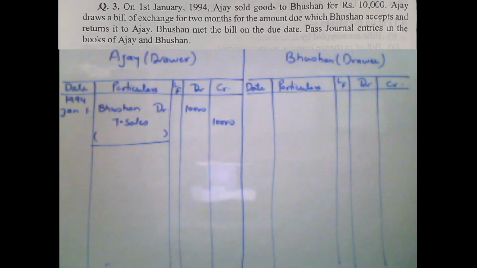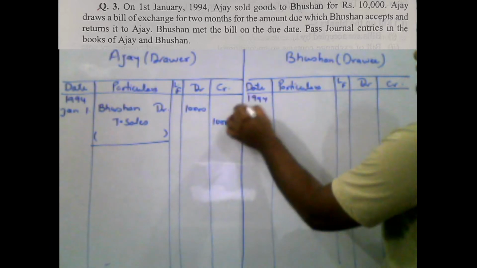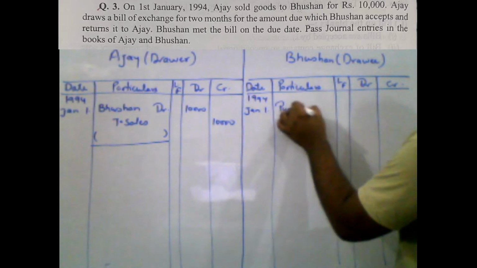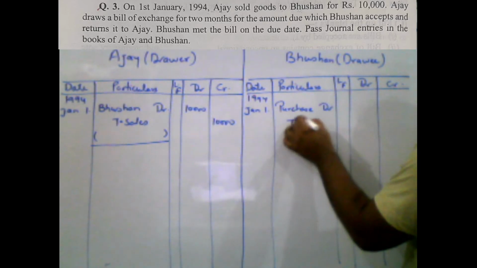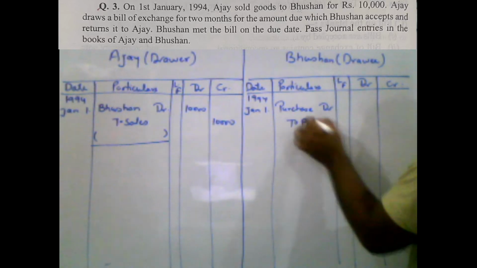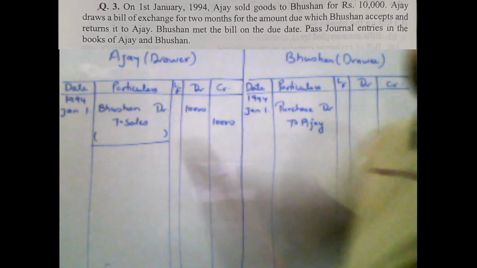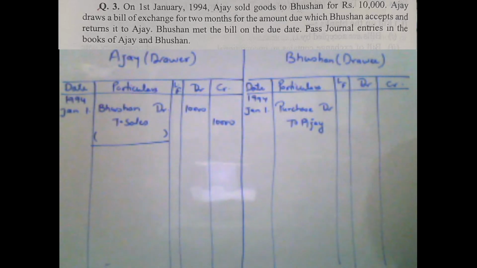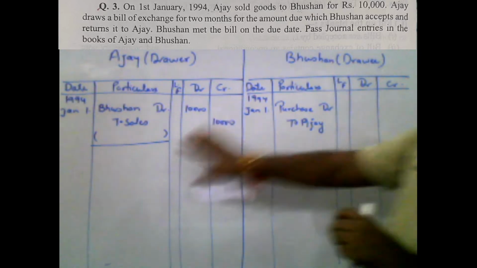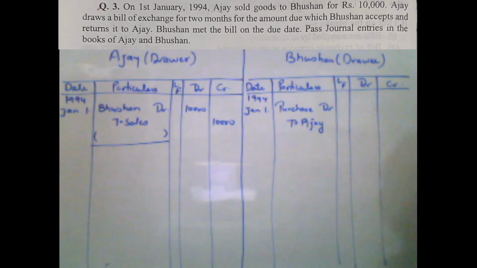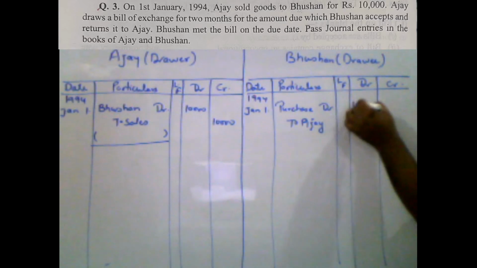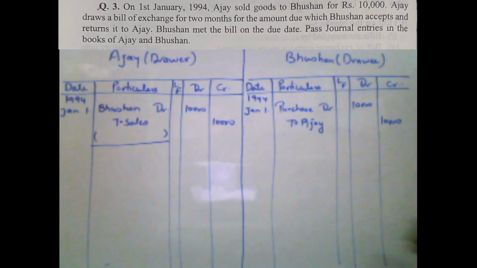On the other hand, you can see that in the books of Bhushan, the date will be 1994 January 1. On the same date Bhushan will have purchased, so the entry will be purchase account debit to Ajay. In Ajay's books Bhushan's name will be written down and in Bhushan's book Ajay's name will be written down. Because you know very well, we just discussed that when any goods are sold by the drawer to the drawee, the entry will be drawee account debit to sales. And in the books of drawee that is purchase account debit to drawer, and amount will be 10,000, 10,000. Okay, and the narration you know very well. In this book the narration will be being goods purchased.